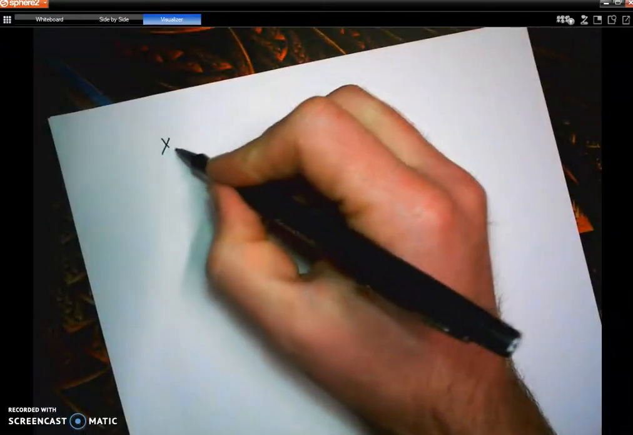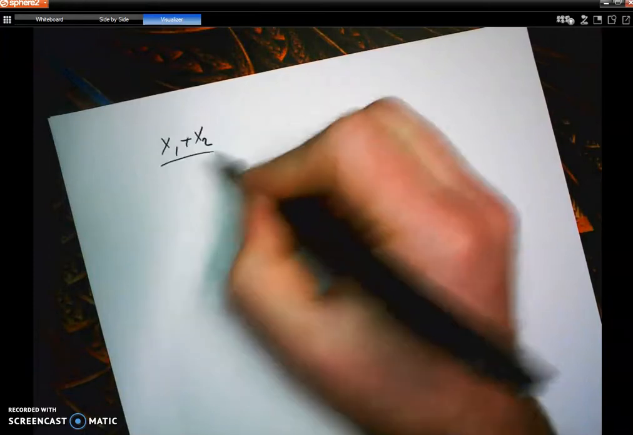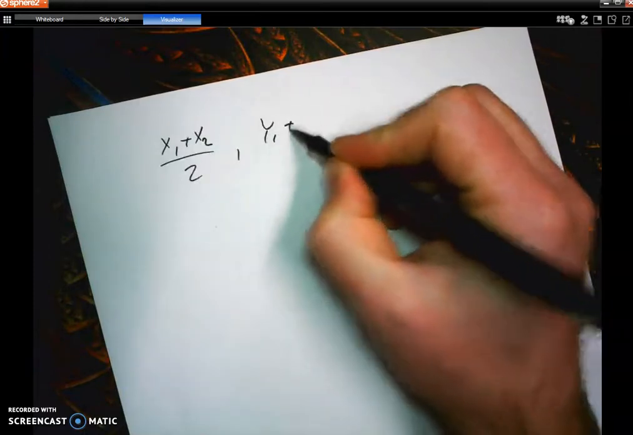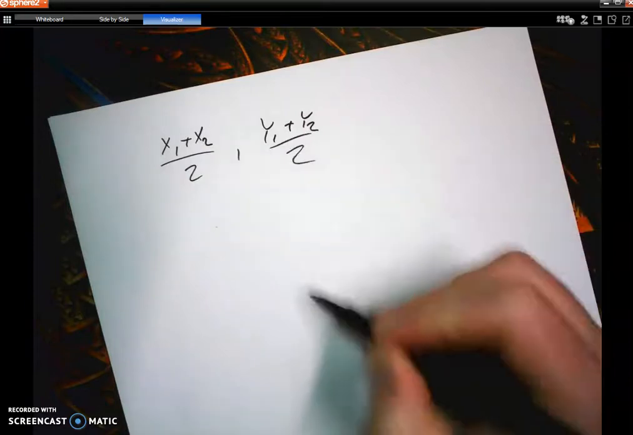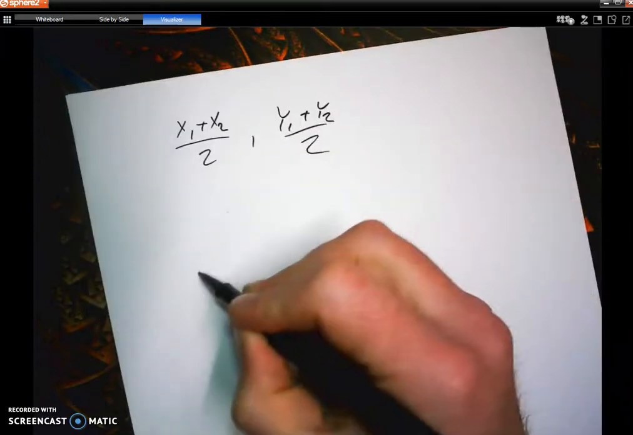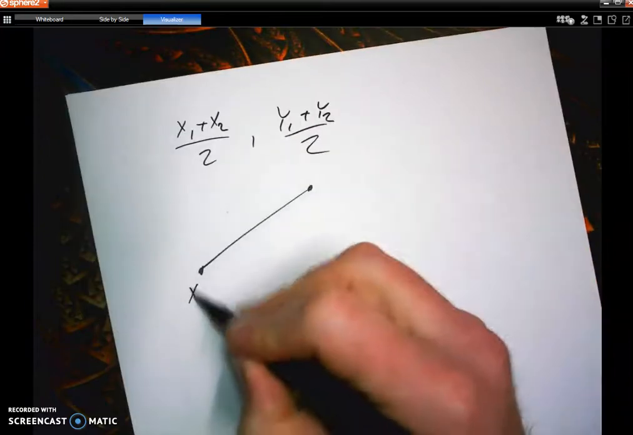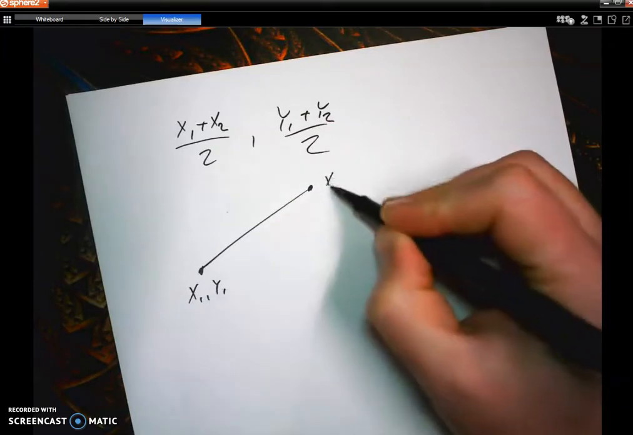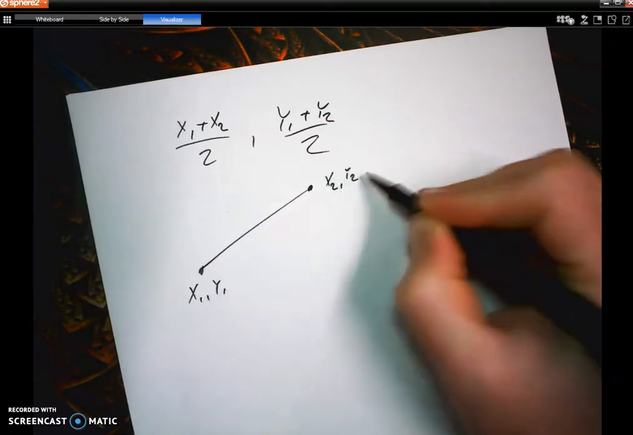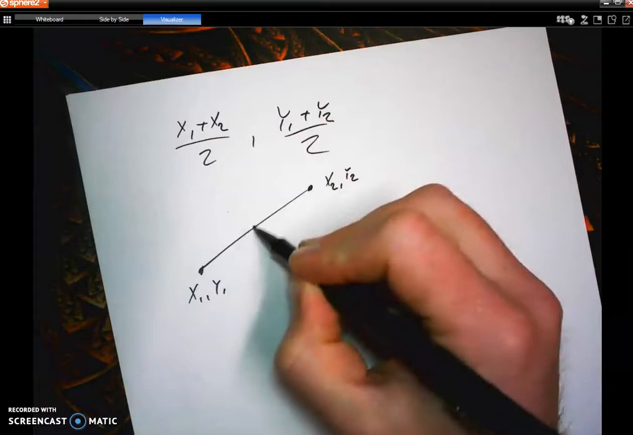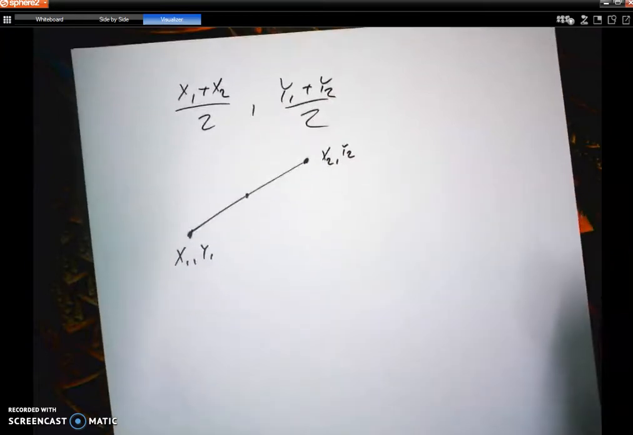We did a lot in geometry, like the midpoint formula: x1 plus x2 divided by 2, y1 plus y2 divided by 2. Can you find the middle given 2 points, an x1 and a y1 and an x2 and a y2? Can you use the midpoint formula to find the middle of some given line?